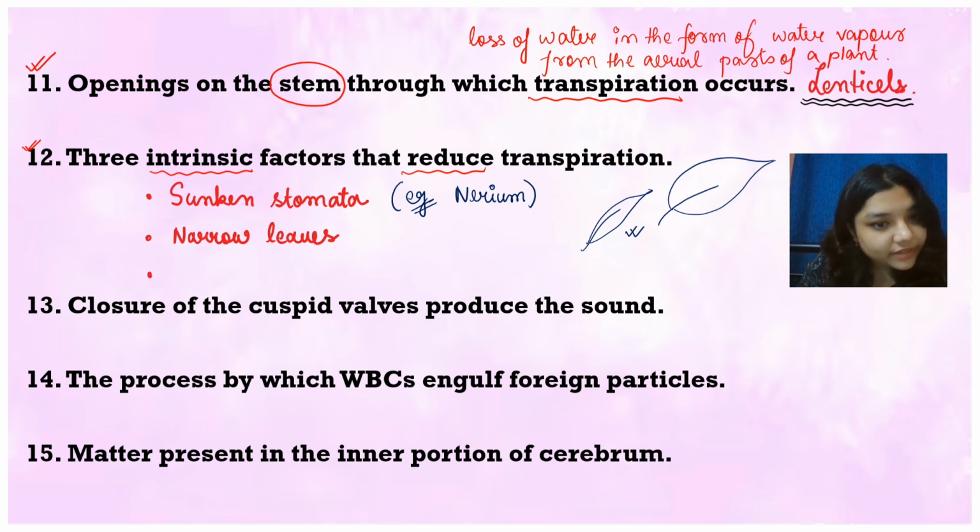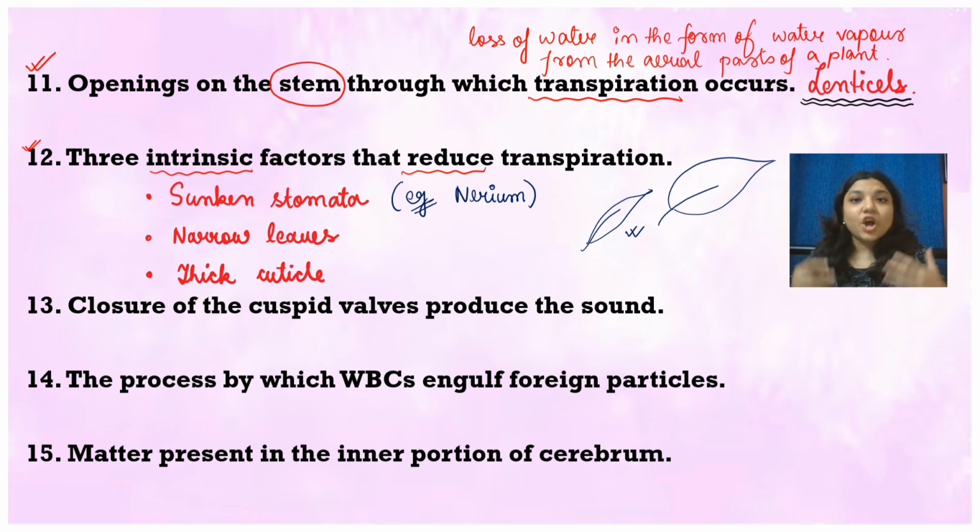And third point that we have is the thick cuticle. So cuticle basically prevents transpiration. Just like when you get chapped lips, we apply some petroleum jelly, Vaseline kind of thing so that more dehydration doesn't occur. Same thing. In plants also the cuticle is present. It is a waxy kind of coating which will prevent excessive transpiration.